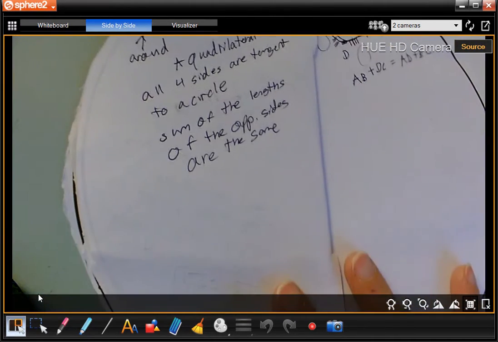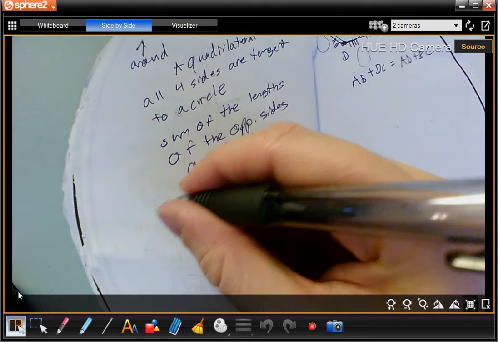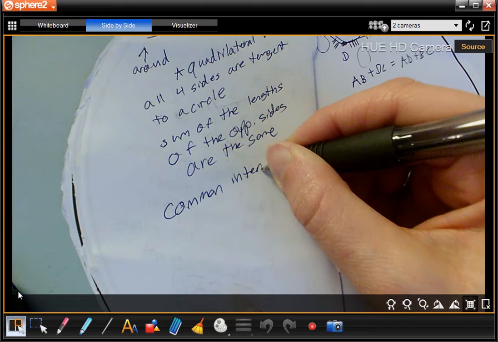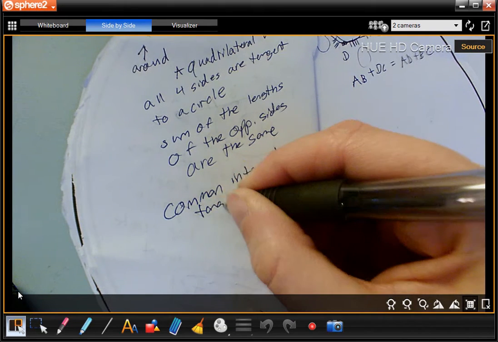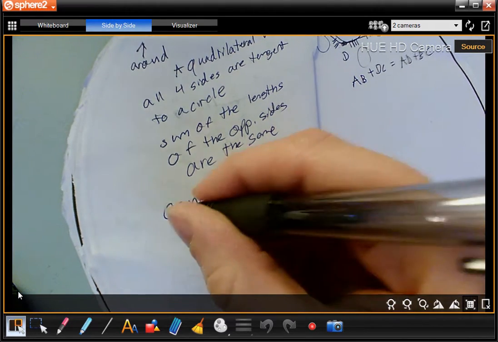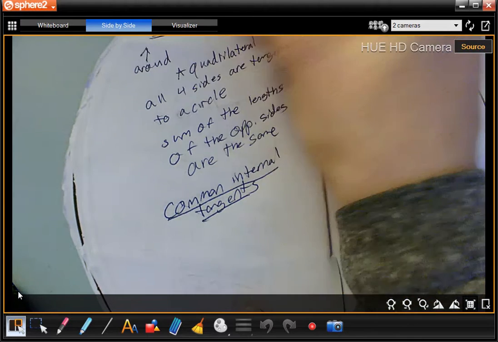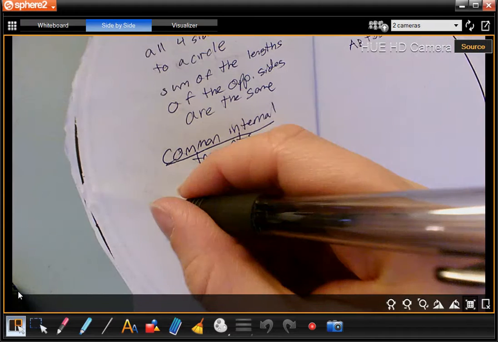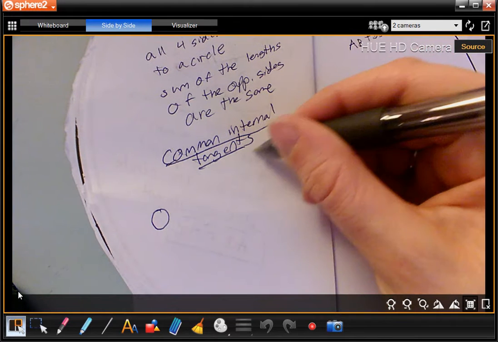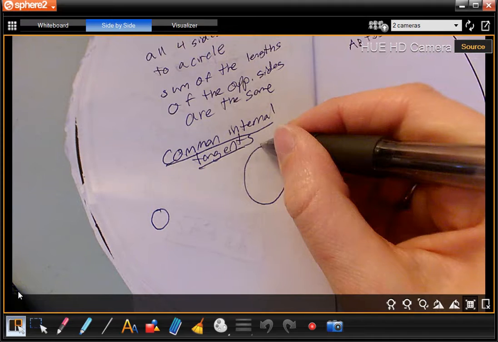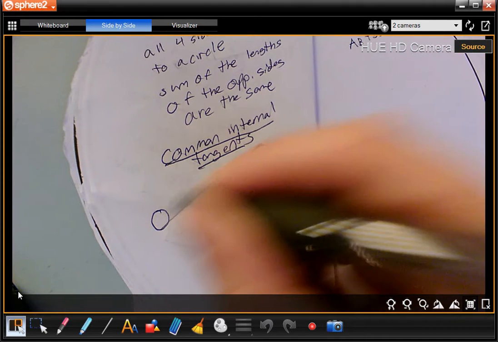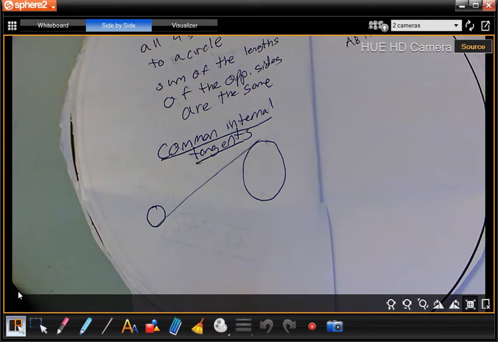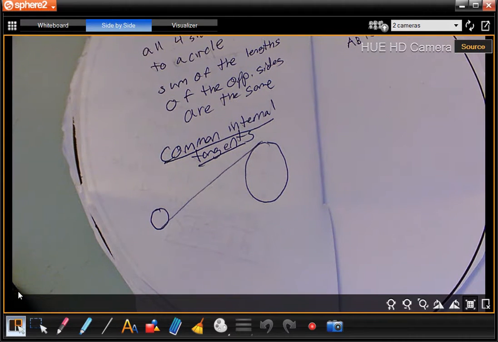Okay, now we're going to talk about common internal tangents. Okay. Common internal tangents, if we've got a circle here and another circle here, and they have a tangent line that touches on both of them, and it's in between the two circles, that is called a common internal tangent.